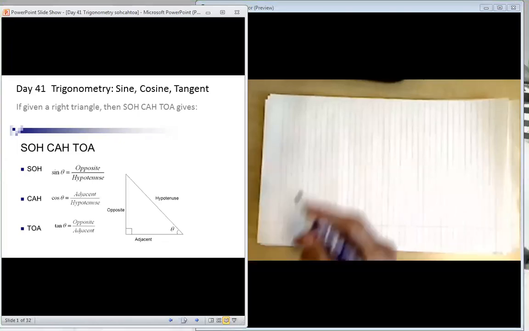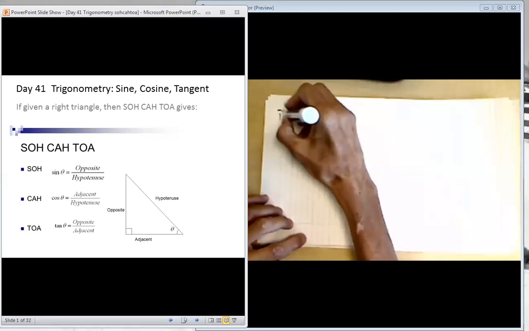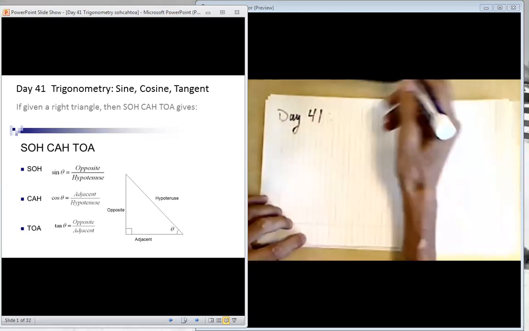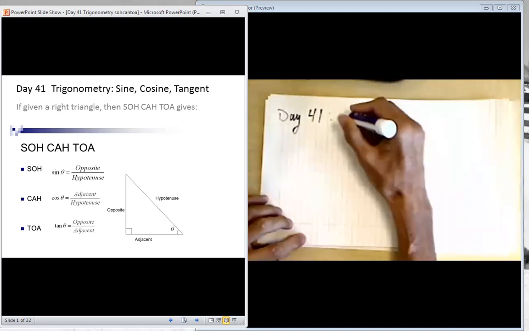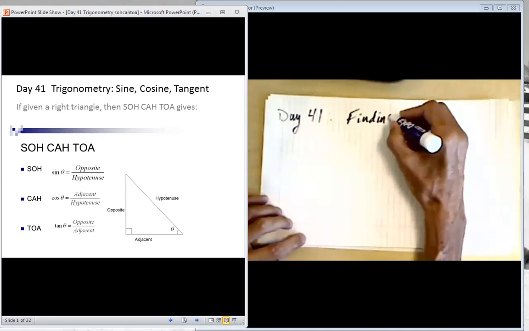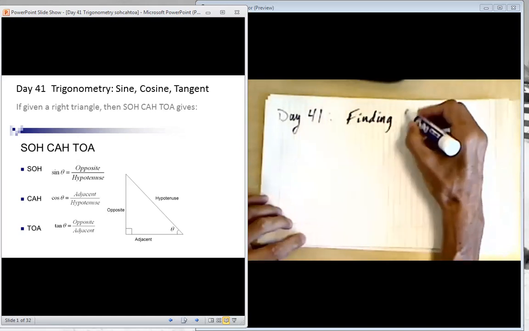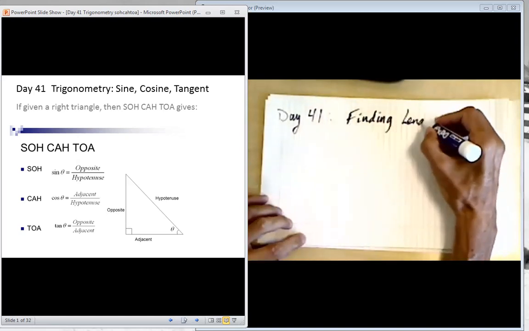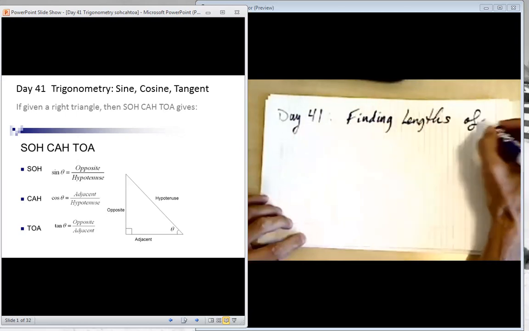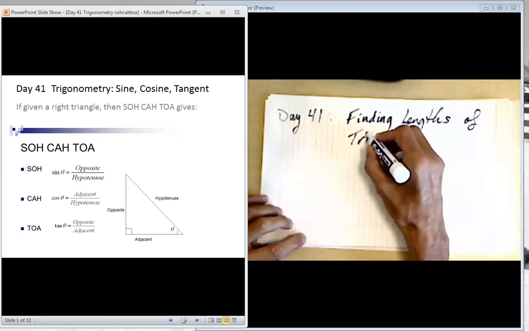Good people, the next section looks a little like this. Day 41 still, or so I believe. And what we're gonna do is we're gonna find the missing lengths of our right triangles.